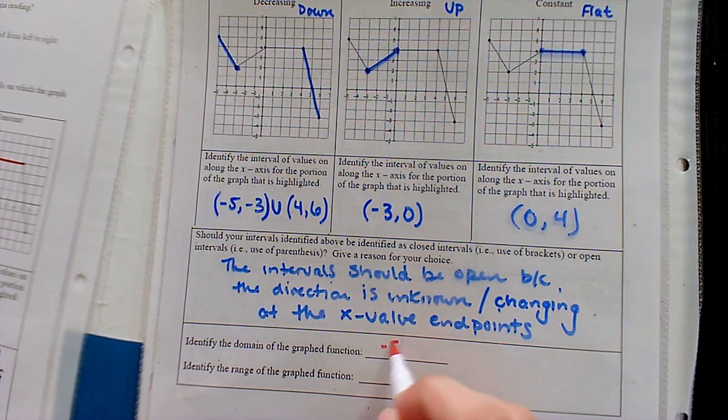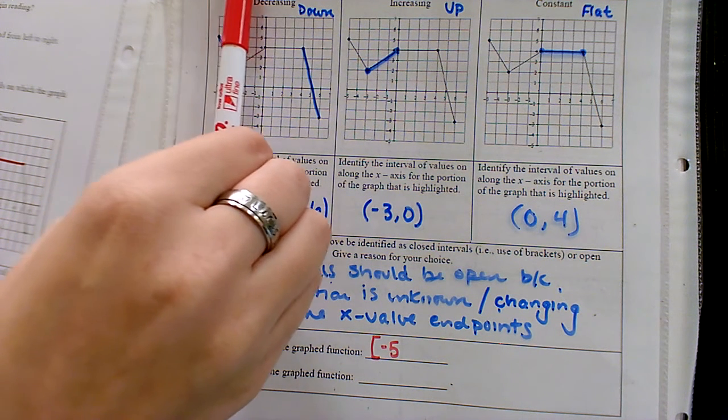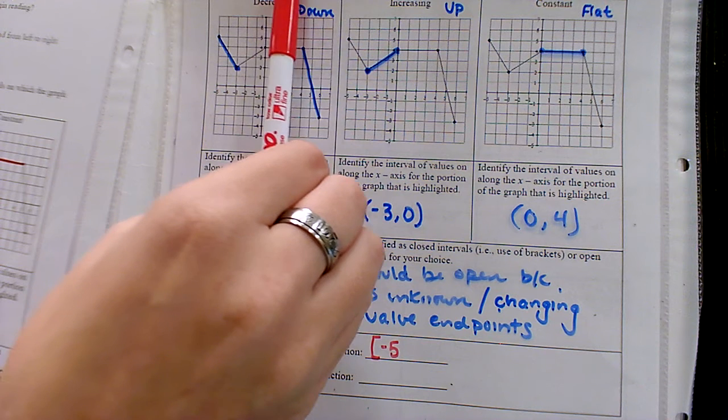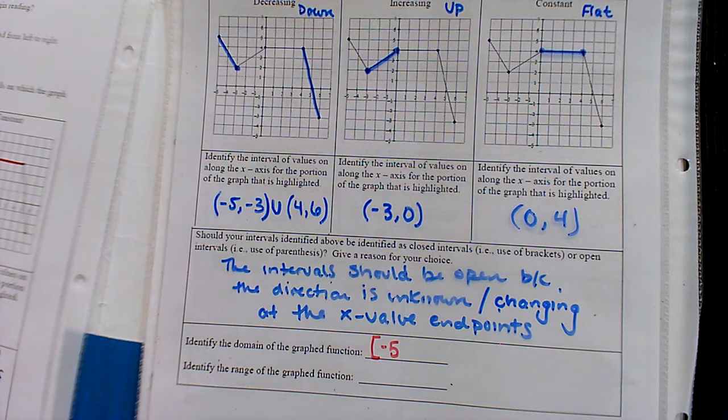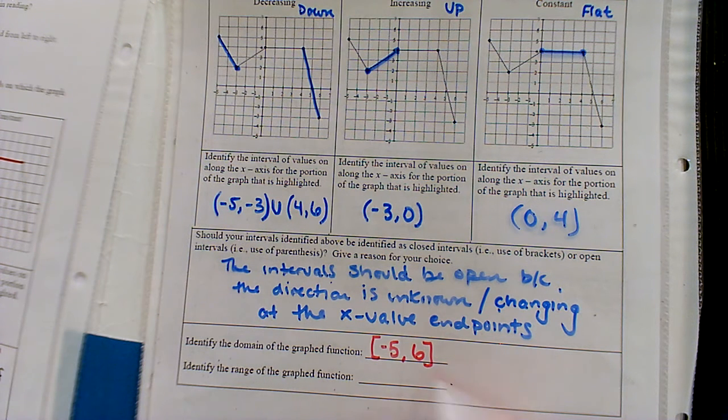-5. Do you physically have a point at -5? Yes, it's closed, right? So there we need a bracket. As you keep dragging your pencil across your graph, when do you stop touching a portion of it? Yeah, 6. Do you physically touch 6? Yes, there's a closed circle there. Okay, so that would be a bracket.